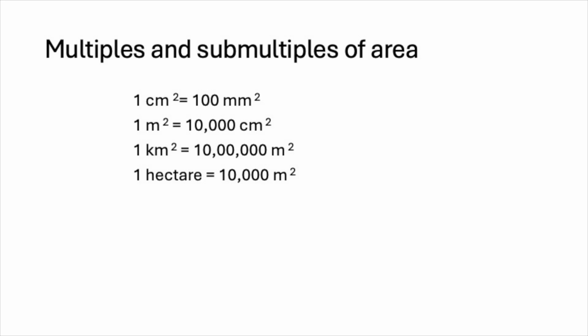Multiples and submultiples of area. 1 centimeter square is 100 millimeter square. Why? Because 1 centimeter is 10 millimeters, so that multiplied by its own self will be 100 millimeters square. 1 meter square would be 10,000 centimeters square because 1 meter is equal to 100 centimeters. 1 kilometer square is equal to 10 lakh meters square. 1 hectare is equal to 10,000 meters square.